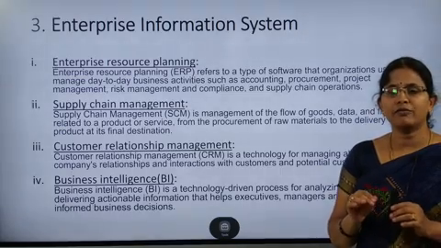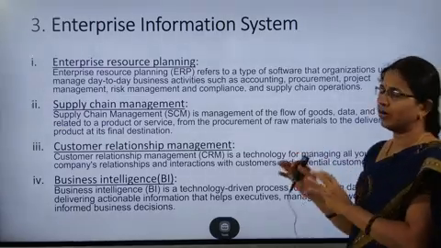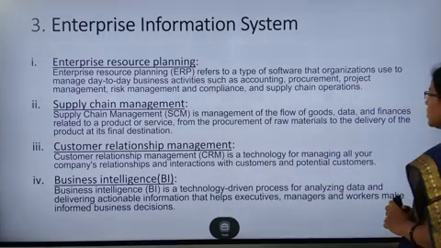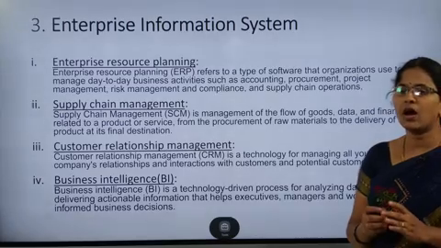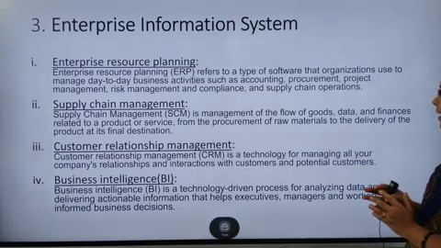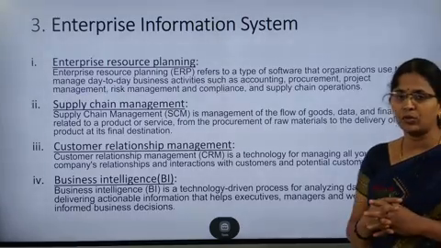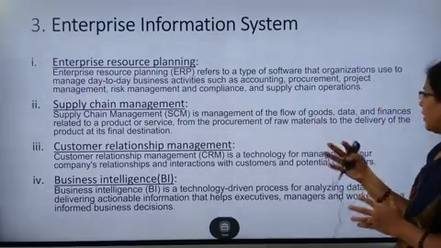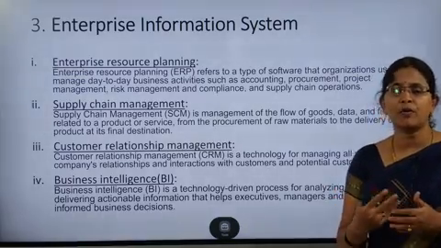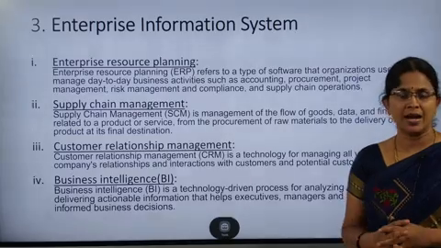In ERP we have different modules also, but up to now we are just discussing what exactly ERP is about. And next one is supply chain management. Supply chain management is nothing but how the product or goods are moving from one place to another and how they can be tracked, what finances you are getting related to a particular product or service, how you are procuring the raw materials, and how you are delivering your products and services to your customers. All these are part of supply chain management.